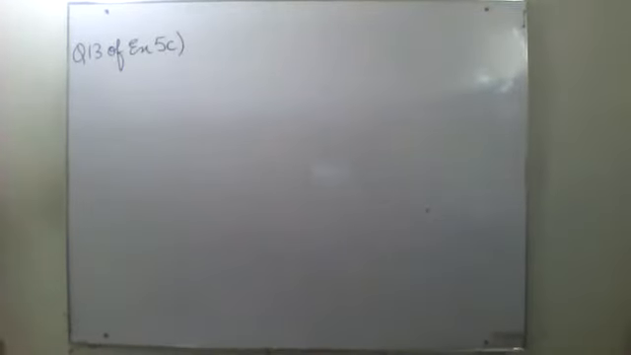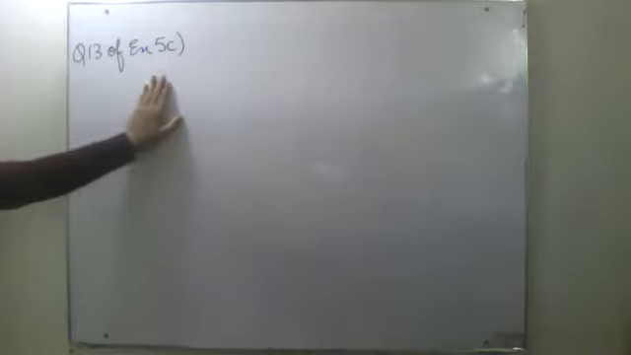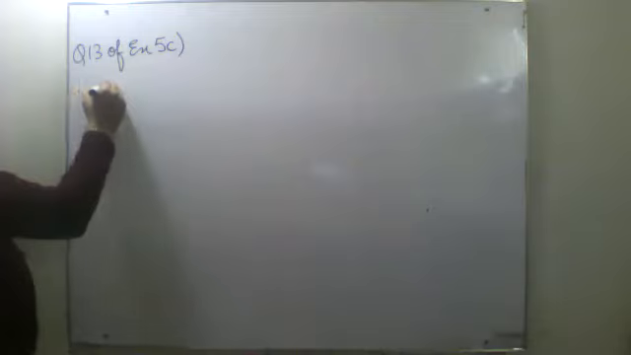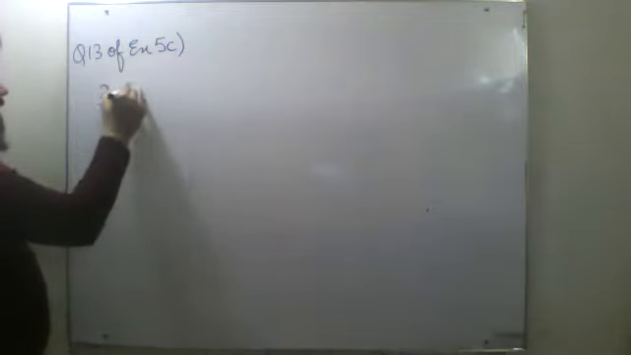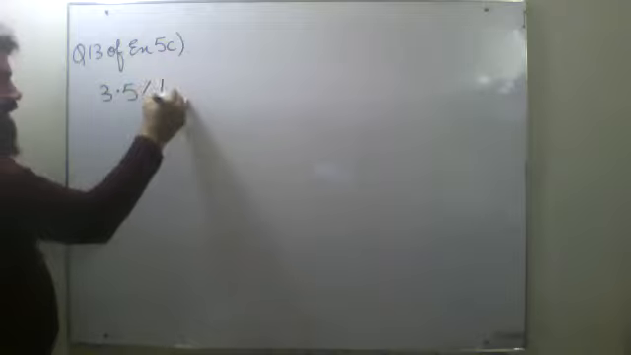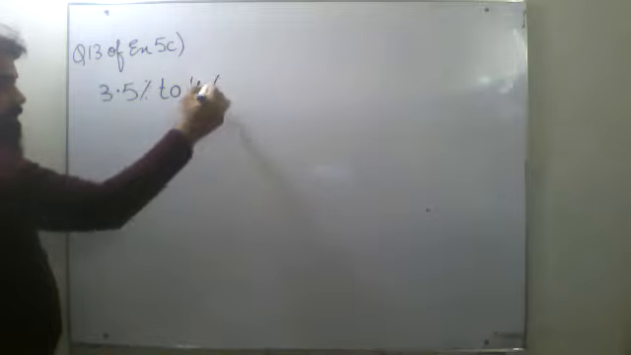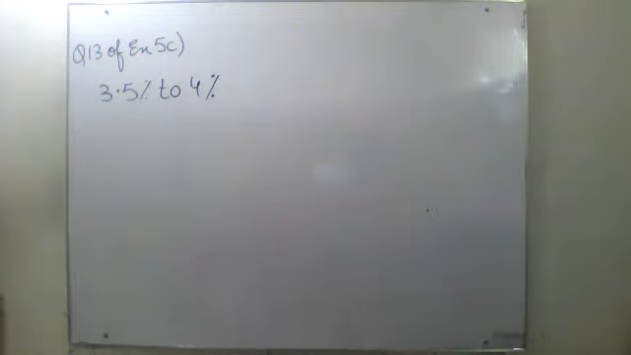Okay, so we are going to start with question number 13 of exercise 5C. In this question, they are saying that a bank increased the rate of interest on money deposited from 3.5% to 4% per annum. There is an increase in the bank percentage from 3.5% to 4%. This is the increase which is given, per annum.